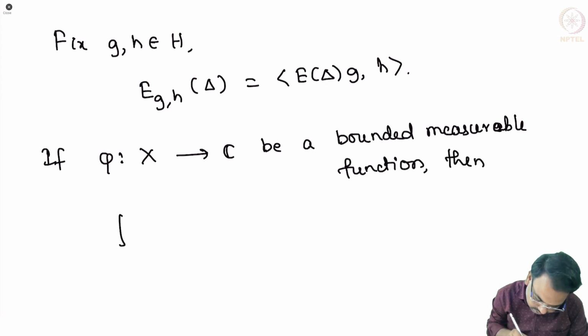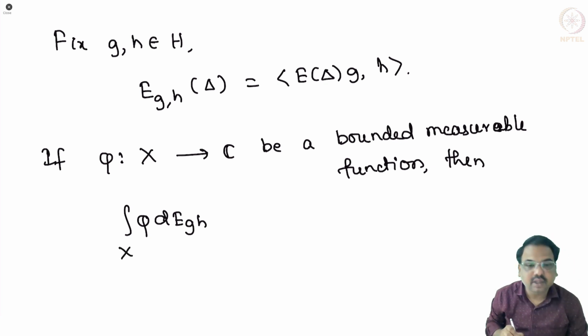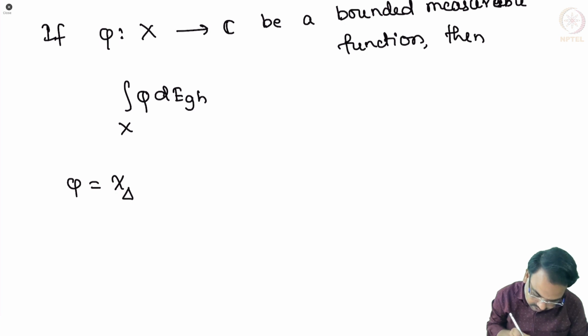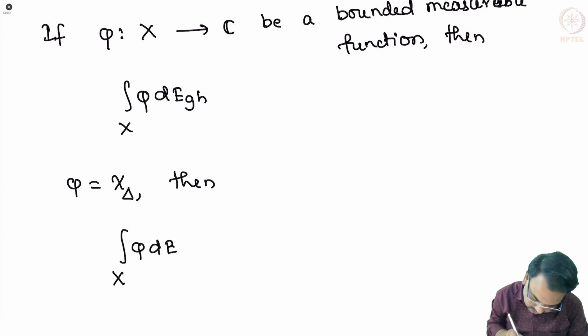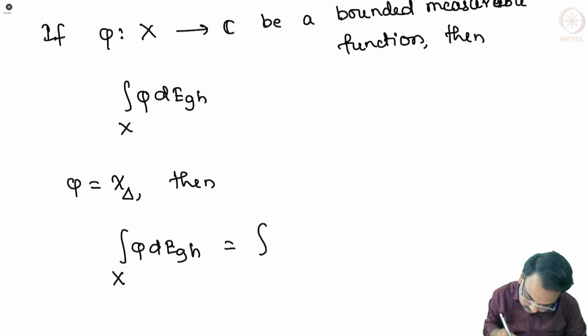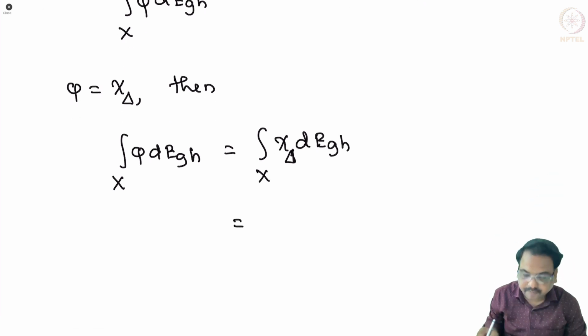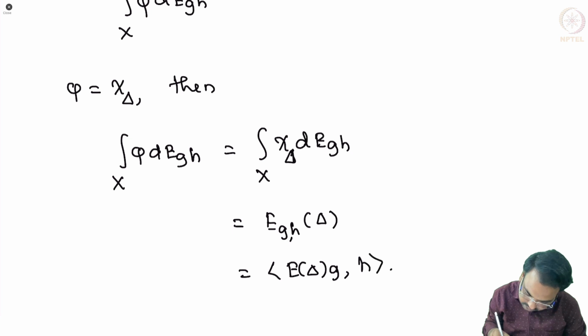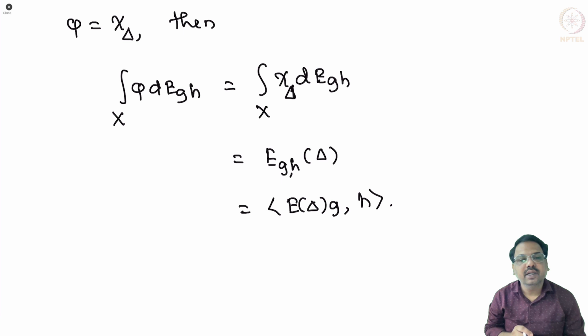then we can actually define the integral over X of phi dE_gh with respect to this complex measure. So for example, if you take phi to be the characteristic function of a measurable set delta, then we get that the integration over X with respect to this measure dE_gh is nothing but the integral over X of chi of delta dE_gh, and this is nothing but E_gh acting on delta, and this is nothing but the inner product of E of delta g with h. Okay, now if you take any finite linear combination of such characteristic functions also, we can define the integration.